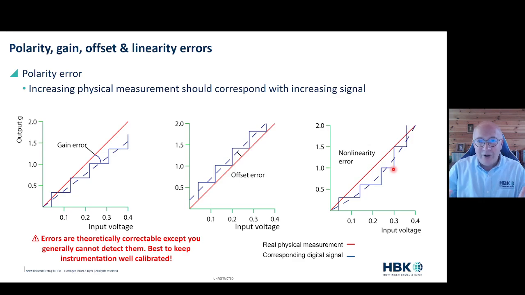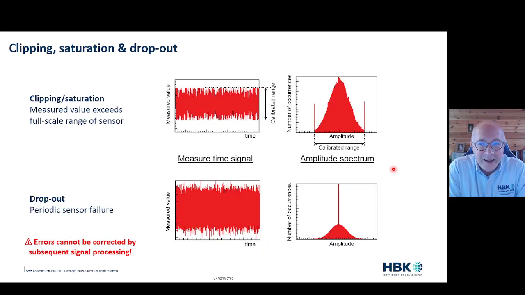If we've got these errors, we won't know at the time we're reading the data that they're there. So it's really important that we make sure our equipment's fully calibrated. And then finally, the obvious ones are clipping, saturation, and dropout. Clipping or saturation is where we're measuring beyond the full scale of the sensor.